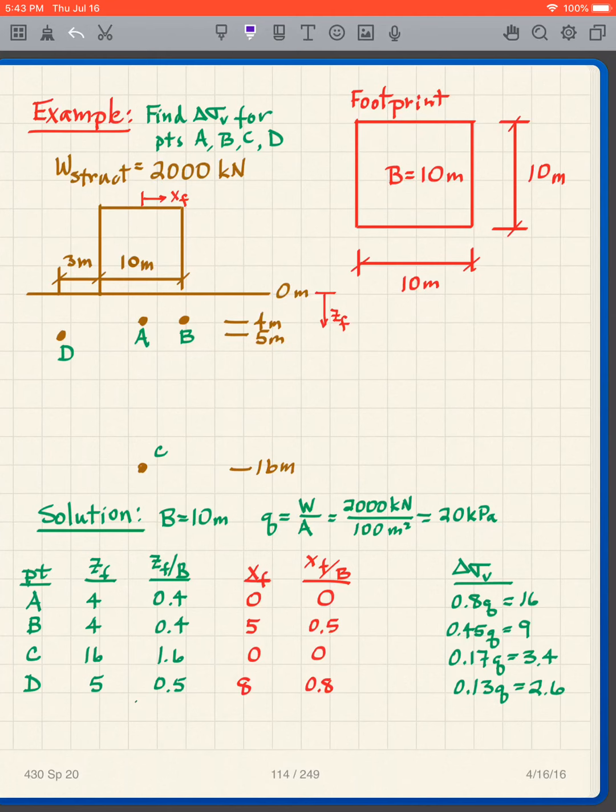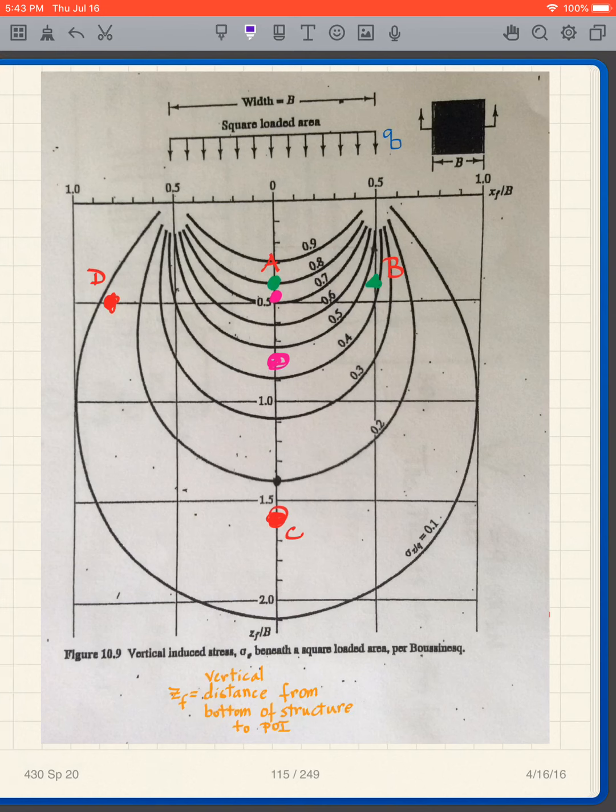All right, so now I'm going to show you the chart that forms the standard solution. Now, how do we read this chart? This chart is called a pressure bulb or a Boussinesq chart. I like to call it a pressure bulb. Why is it a pressure bulb? Because you can see the bulb shape in the curves here. Now, the way to read this is a couple things. One, this tells me the footprint of the building. It's a square. And the width of the building is B.